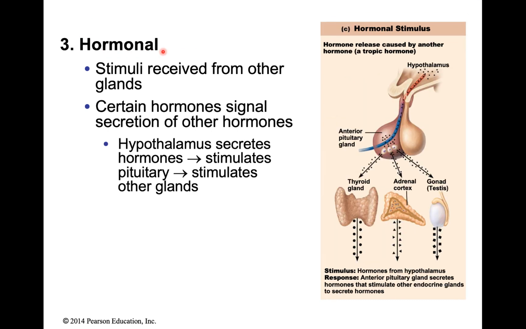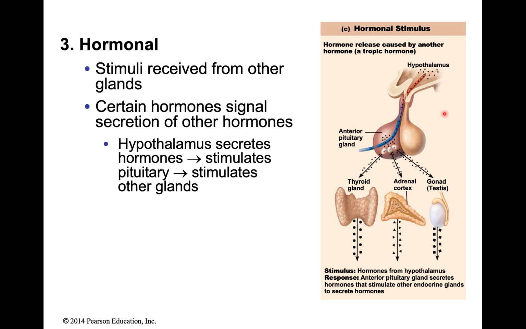The last mechanism is called the hormonal mechanism. To me, this is like a domino effect mechanism. So the hormonal mechanism is when one hormone causes the release of another hormone, and then that hormone causes the release of another hormone, and so on and so forth. A great example is going to be the interaction between the hypothalamus, the pituitary gland, and other glands in your body. The hypothalamus and pituitary gland, these guys are both in your brain.